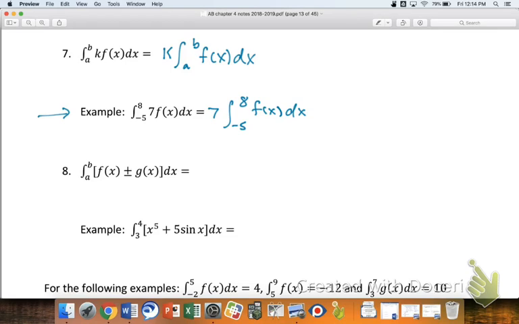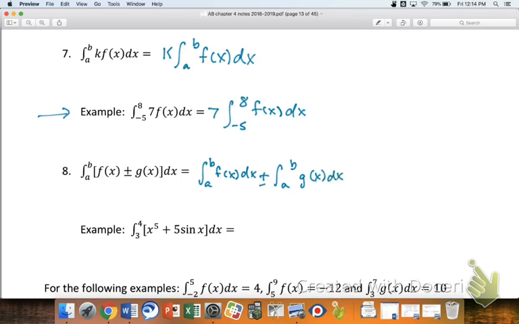And then number 8, the last one here, is also potentially very, very useful. The definite integral of a sum, just like we talked about before, is equal to the sum of the individual definite integrals. So I could say that it's the integral of f plus or minus g. I could say it's the integral from a to b of f of x dx plus, or plus or minus, I should say, the integral from a to b of g of x dx.